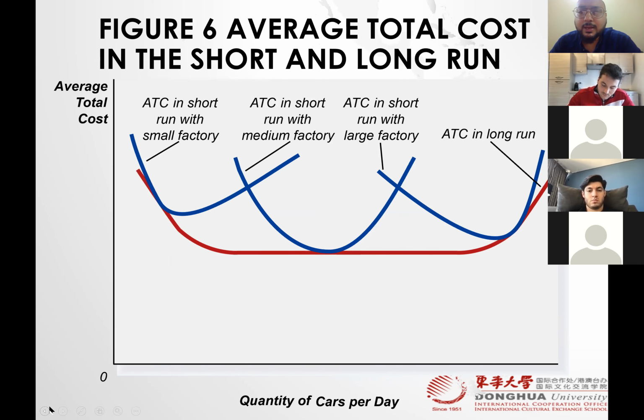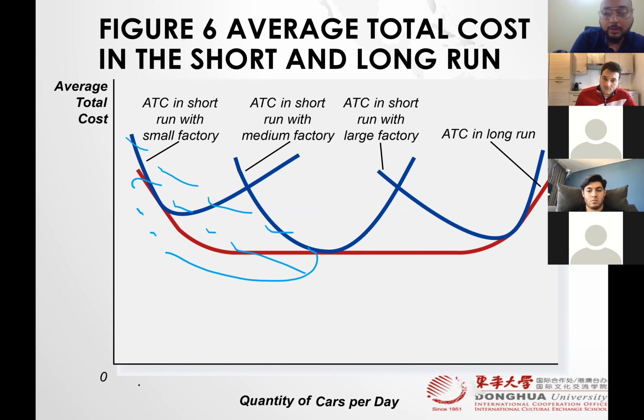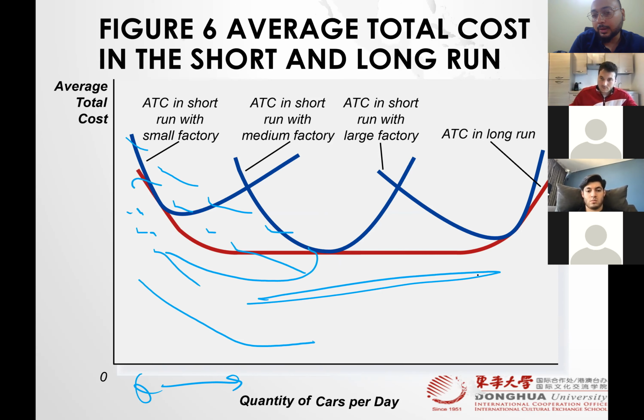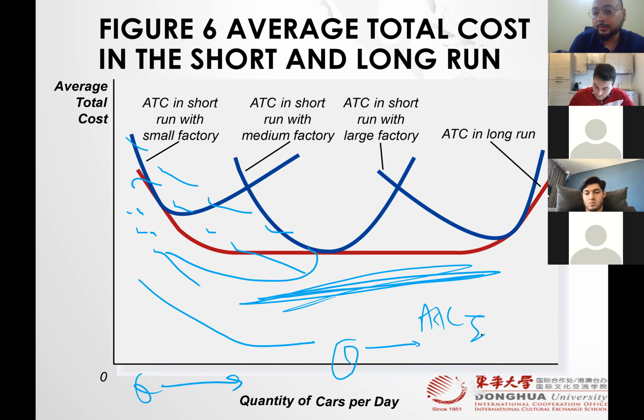Can you tell me where the economies of scale are? Economies of scale lie in this area. When you produce more, as quantity increases, you see cost starting to decrease. What is constant return to scale? This area. When quantity increases, the average total cost is the same.